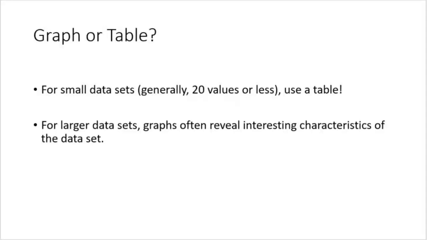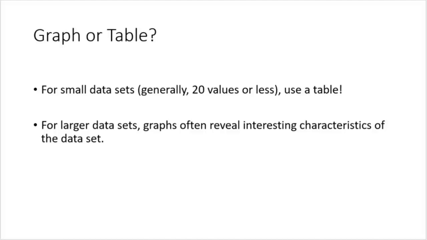First of all, in our previous lesson, we were looking at putting information in a table and doing frequency distributions and relative frequency distributions. And then we moved on to histograms. So the question becomes, should you use a graph or a table? If you have a really small data set, you generally want to use a table. It just becomes too deceptive to use a graph if you've got a small data set. So if there's generally 20 values or less, use a table.